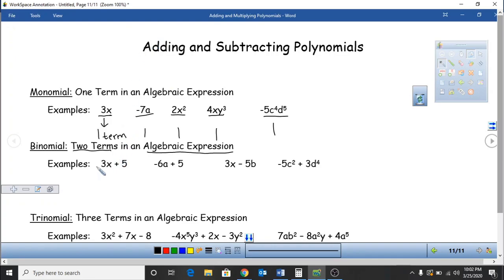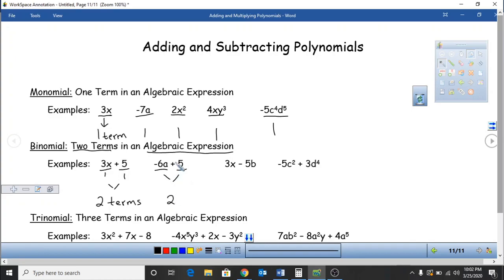Now, the way you're going to know how many terms there are, again, is you're going to look for the pluses and the minus signs, right? So let's look at the examples that I provided below. In this first example, I have 3x plus 5. Well, 3x is considered one term. And the plus 5 is considered one term. If I count them correctly, this gives me two terms. And anything that has two terms in an expression is just considered a binomial, okay?